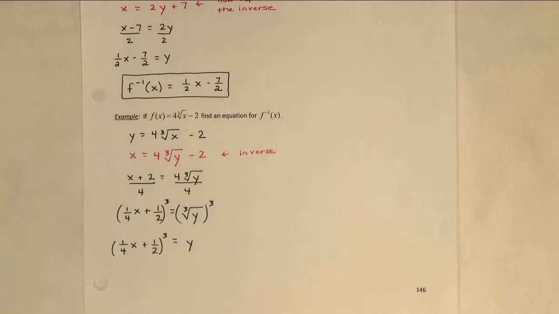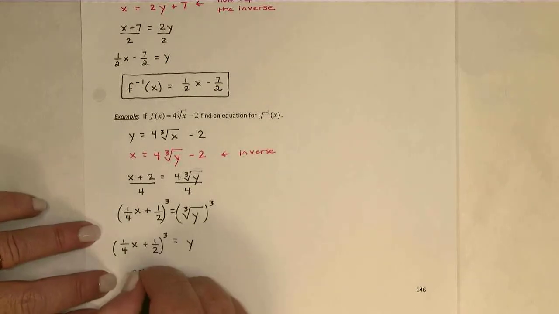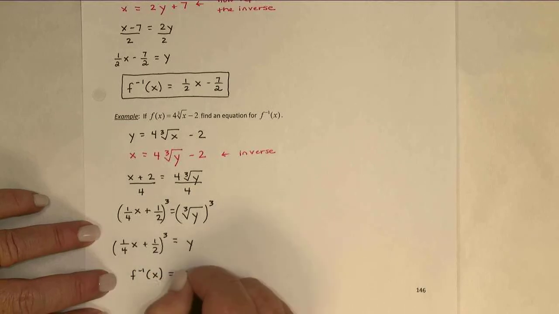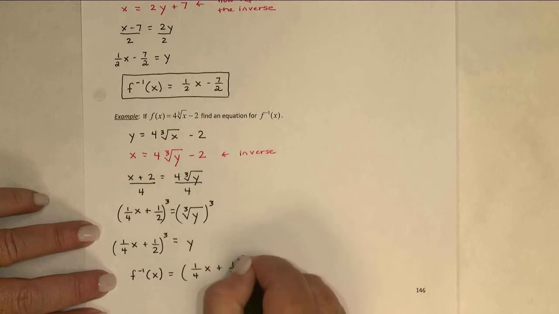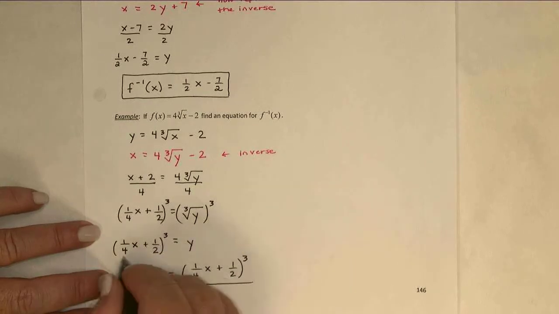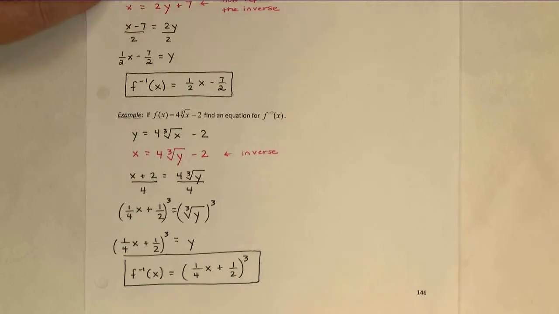If I really wanted to multiply that out, I would have to write it out 1/4 x plus 1/2 times itself 3 times. And I'd have a lot of FOIL or distributive laws to do to simplify. So I think it's much simpler to simply leave it in that form. And the last thing I'm going to do is write it with the inverse notation. F inverse of x equals 1/4 x plus 1/2 raised to the 3rd power. All right, so those are ways to find algebraic expressions for inverse functions.